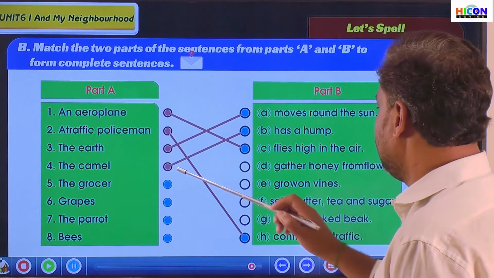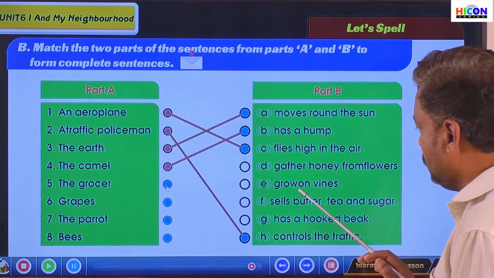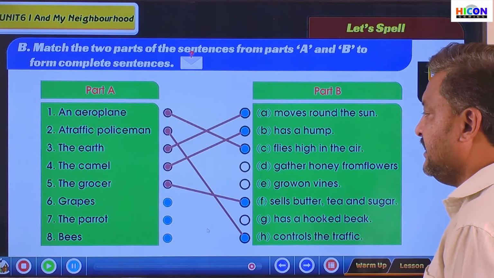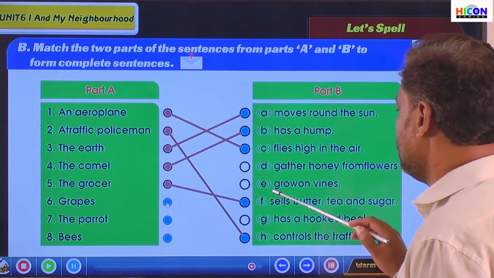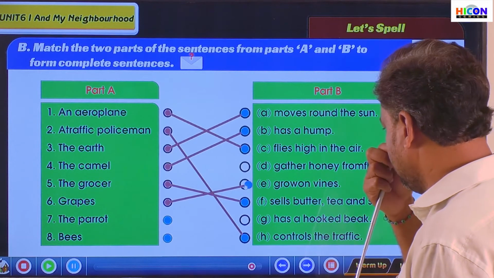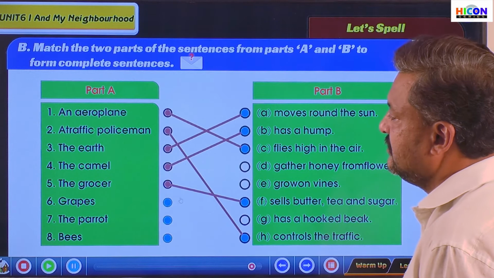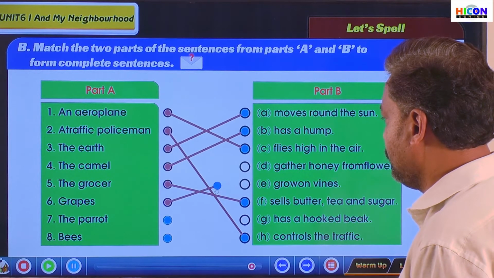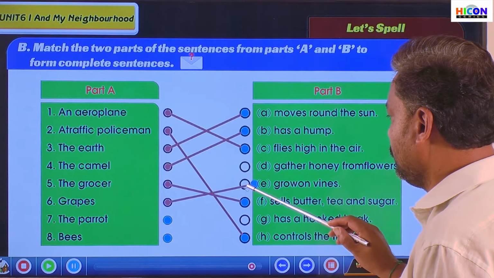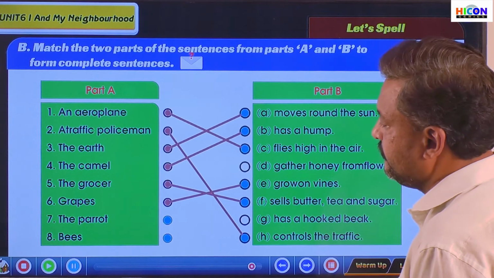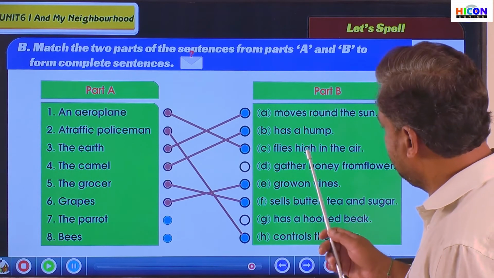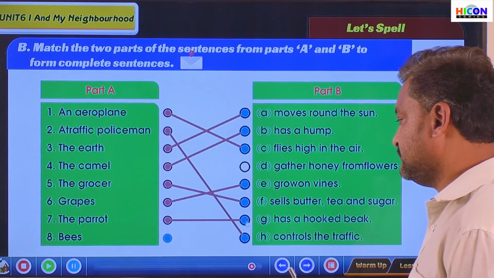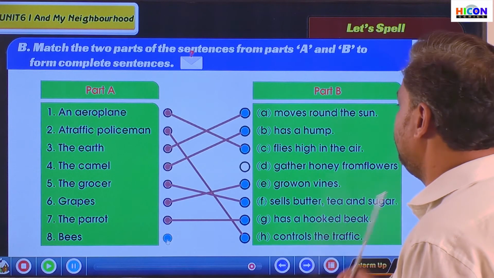Yes. The grocer gathers honey, no, grows on vines, no, sells butter, tea and sugar. The grocer sells butter, tea and sugar. Grapes grow on vines. The parrot has a hooked beak. The parrot has a hooked beak. Bees gather honey from flowers.